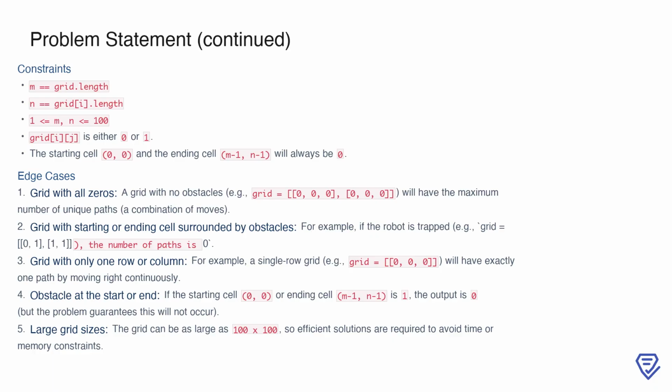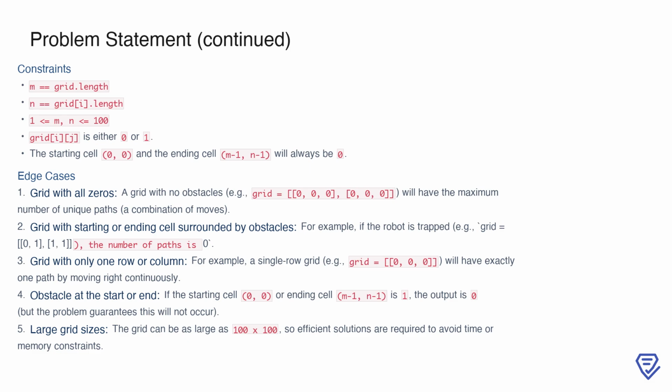On the other hand, if the robot is surrounded by obstacles and cannot move away from the start, the output will be 0. Single row or single column grids are simpler, as the robot will have exactly one path by moving continuously in one direction. Finally, since the grid can be as large as 100 x 100, the solution must be efficient to handle potential time and memory constraints.